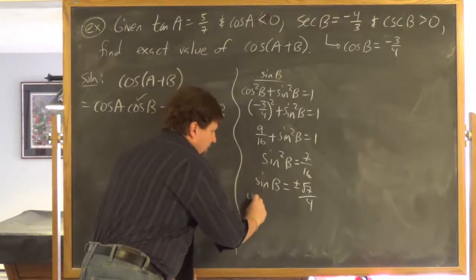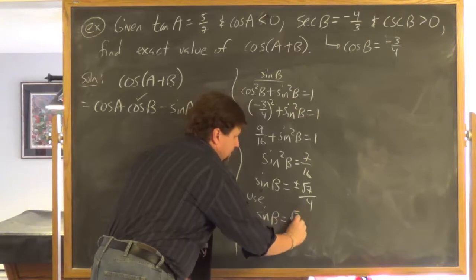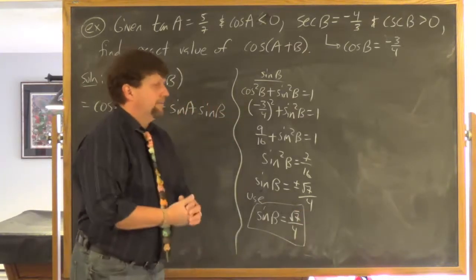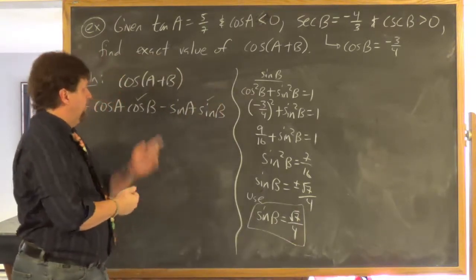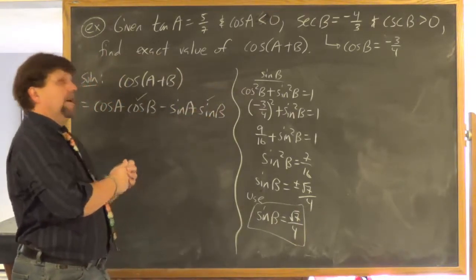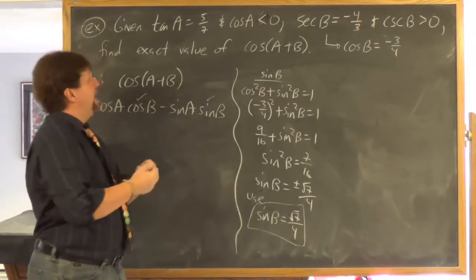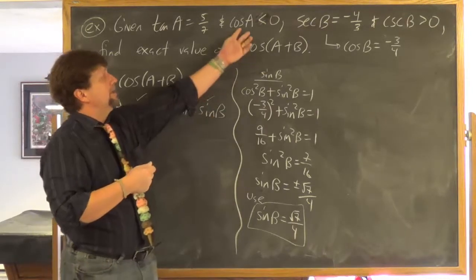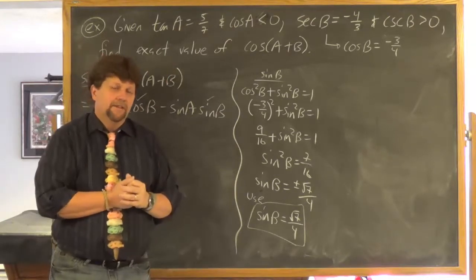So let me make a note. Here we are going to use the sine of B is the positive square root 7/4. So we have a little check here. Ooh, we know sine of B. We know cosine B. We know nothing about A. We know nothing about the cosine of A or the sine of A. The only thing we know about A is the cosine of A is negative, and we know tangent is 5/7.